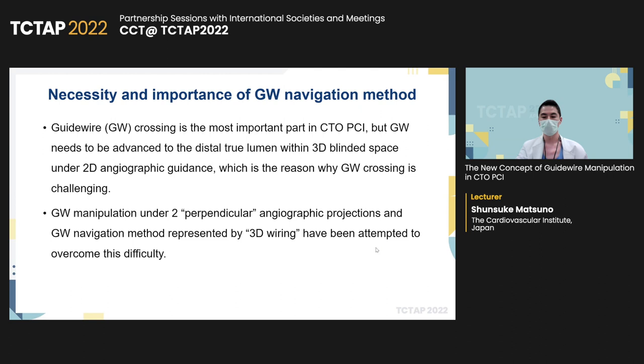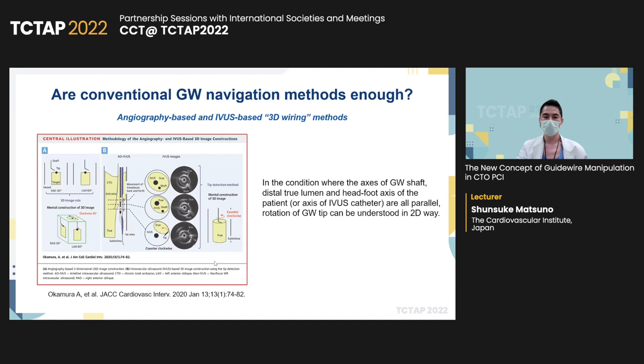This is the illustration of the very famous Okamura Sensei 3D wiring method. This 3D wiring method has been adopted in some populations and has been reported to facilitate guide wire crossing in CTO PCI. However, when you see this illustration, you can find this methodology is based on the precondition that the axis of the guide wire shaft, distal true lumen, and head-foot axis of the patient, or axis of the IVUS catheter, are all parallel. In this condition, rotation of the guide wire tip can be easily understood in a two-dimensional way. But have you encountered this ideal situation in daily clinical practice?